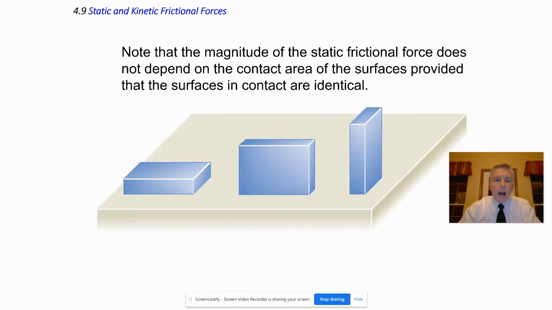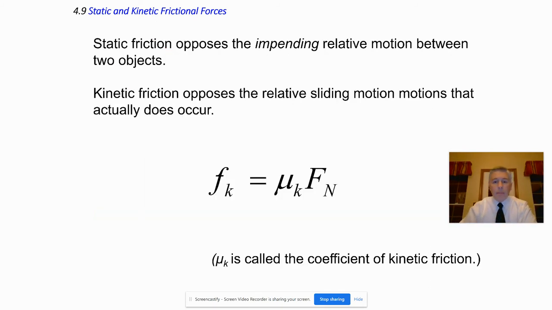Little side note, static friction actually does not depend on the contact area. So as long as it's the same type of surface, it doesn't matter how much of it is in contact. The other one, since static is talking about impending motion, the attempt at motion, when you're actually in motion, so if two things are moving relative to each other, we have what we call kinetic friction.